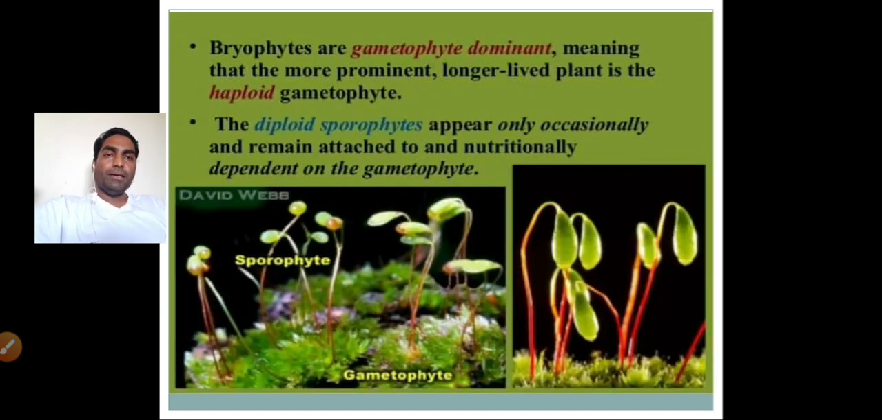The bryophyte exhibits its life cycle in two phases, that is the gametophytic phase and the sporophytic phase. The gametophytic phase is dominant, longer lived and haploid, while the diploid, that is the sporophytic phase, appears only occasionally, remaining attached to and nutritionally dependent on the gametophyte. So, the sporophyte is totally dependent upon the gametophyte.